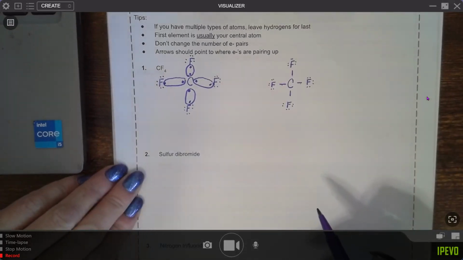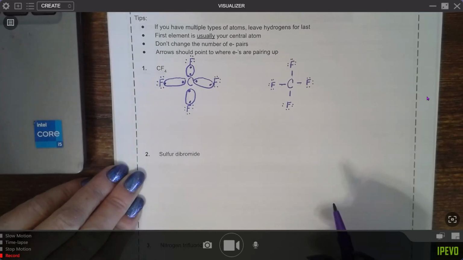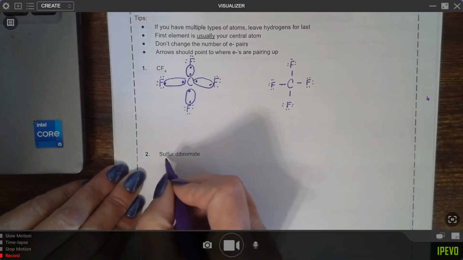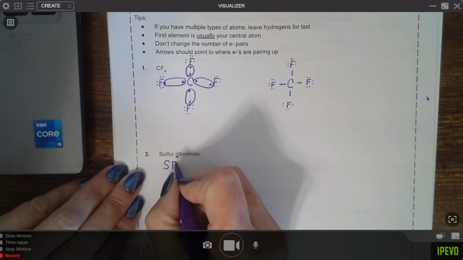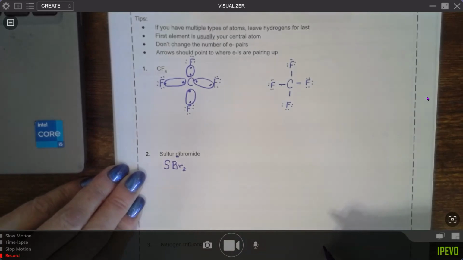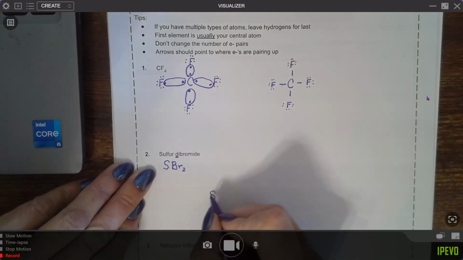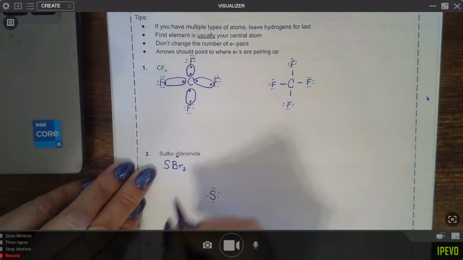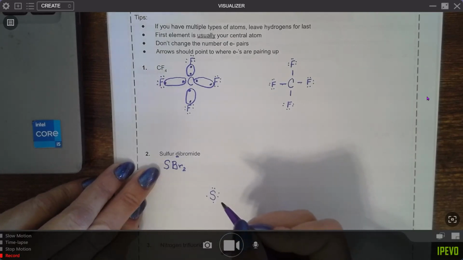Sulfur dibromide. Here you have to figure out what the formula would be, so go back to what you know about names and formulas. Since there's no prefix on sulfur, it's just 1 S. Di is 2, so it's going to be SBr2: 1 sulfur, 2 bromine. Sulfur is in group 16, so it has 6 valence electrons, 1, 2, 3, 4, 5, 6. Then we have 2 bromines. Bromine is in group 17, so it has 7 valence electrons.